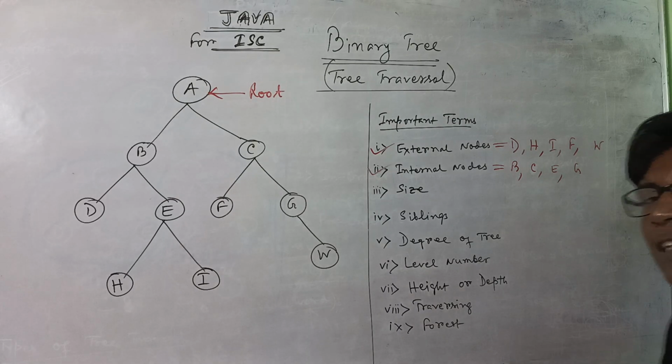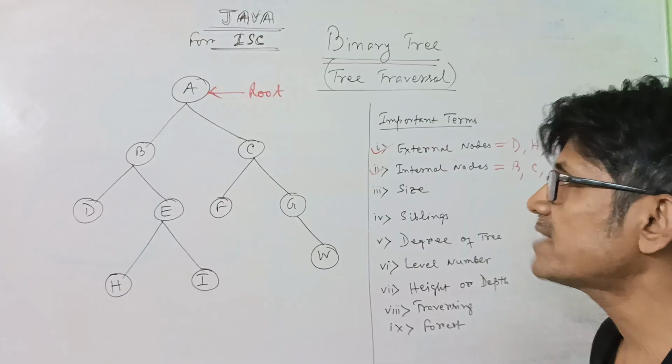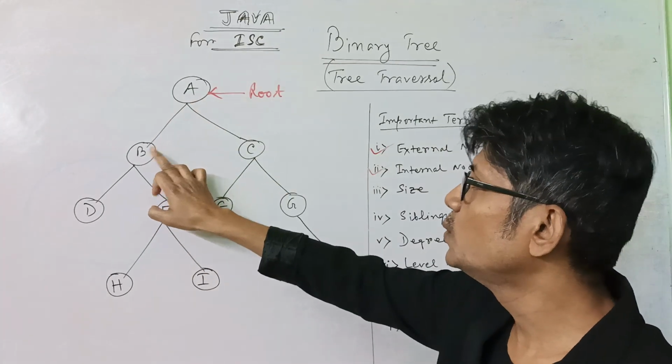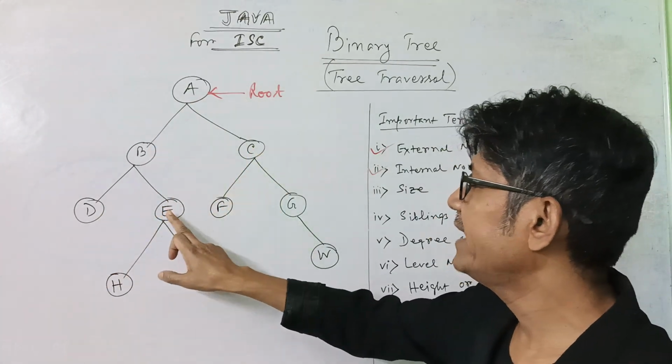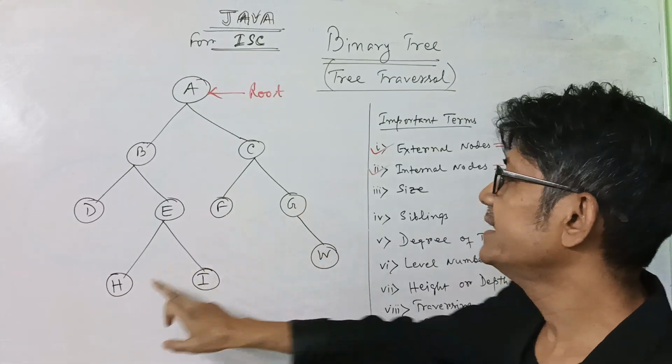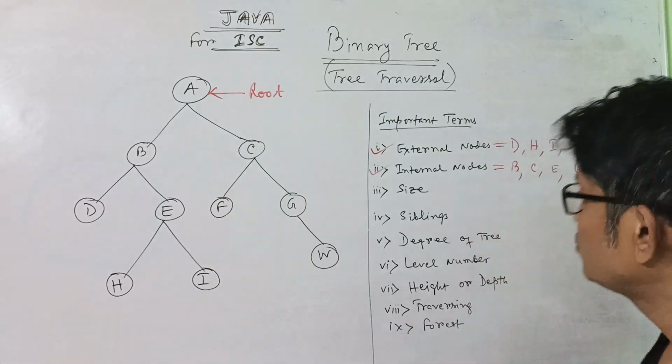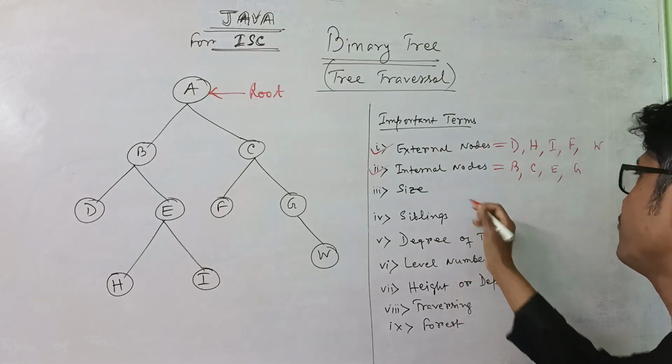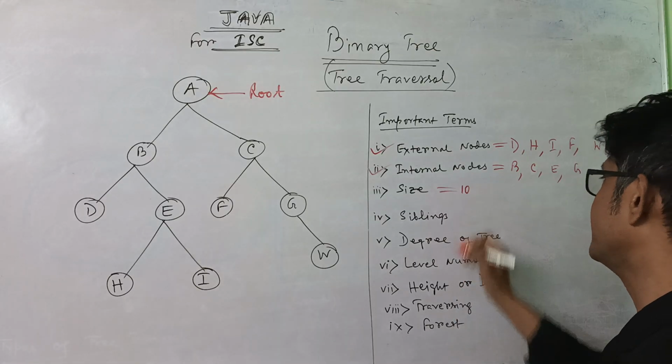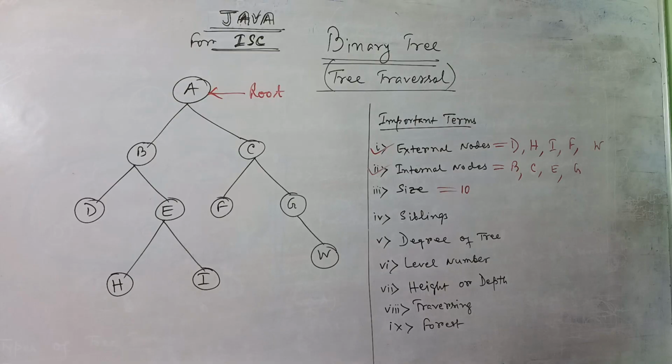Size. What is the total number of nodes here? Size: 1, 2, 3, 4, 5, 6, 7, 8, 9, 10. Total number of nodes is equal to 10.